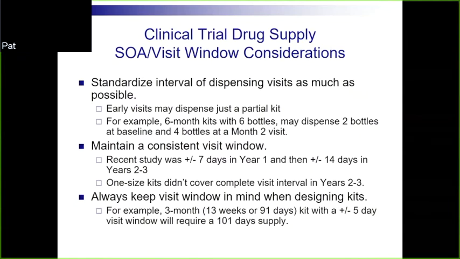This third bullet point is a bit of a little case study, something we learned. We had a study that was going to have dispensing visits every 3 months, and the plan was that we're going to have three 4-week kits in those 3-month periods. That sounded great when it started, but if you look at the calendar, there are 13 weeks every 3 months. So the best laid plans came up a week short.